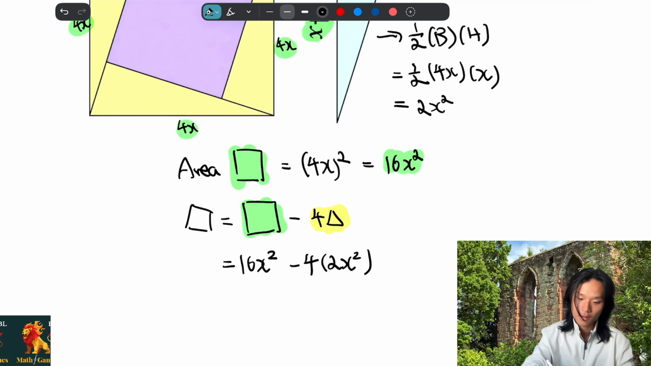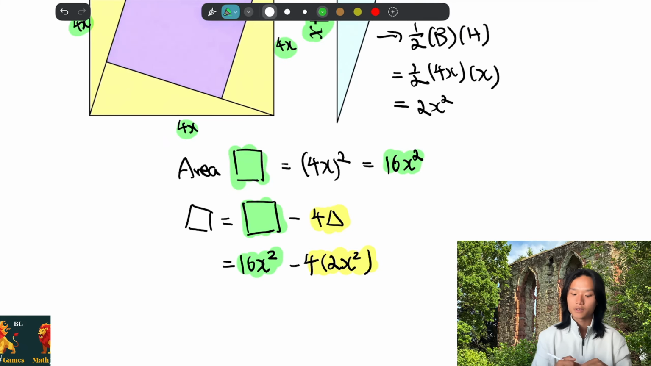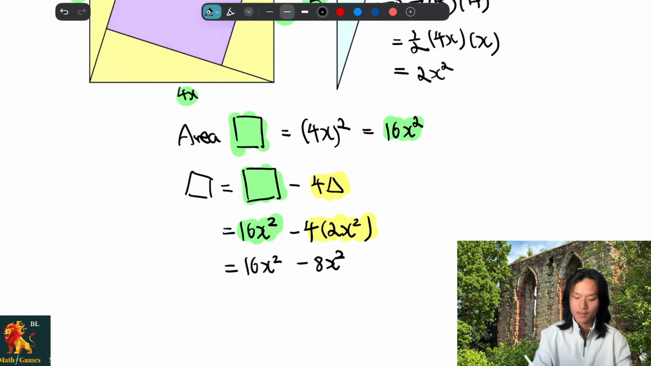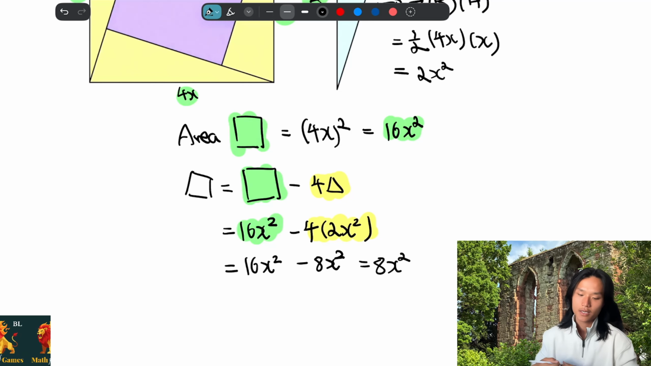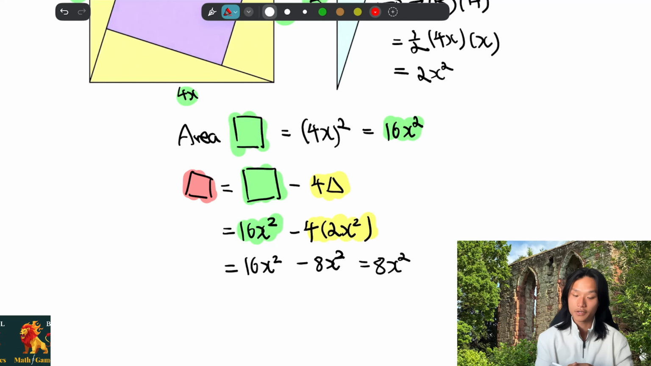Okay, so like that. So 4 times 2 is 8. So we have 16x squared minus 8x squared. Finally, we know this to be 8x squared. So we now know that the area of the square in the middle is 8x squared.